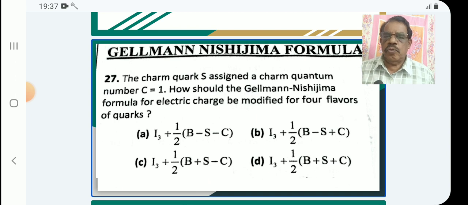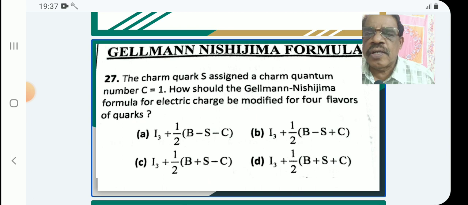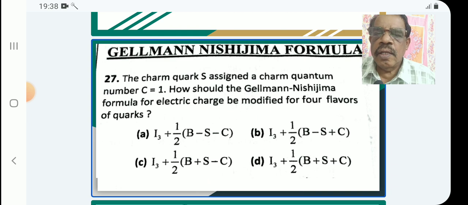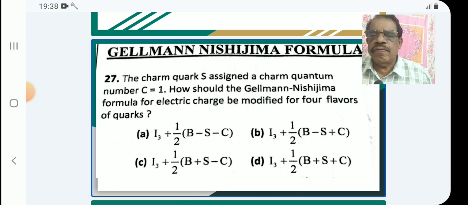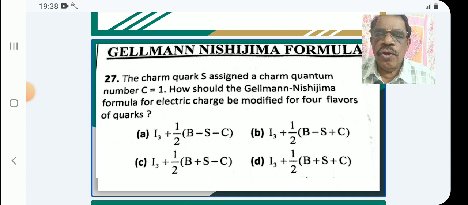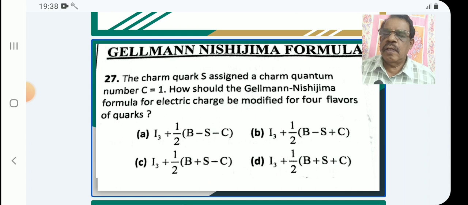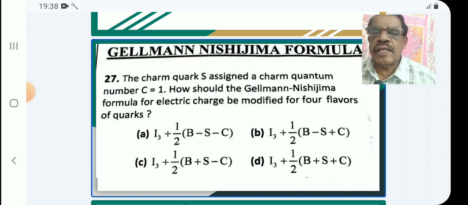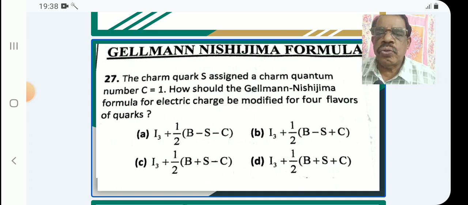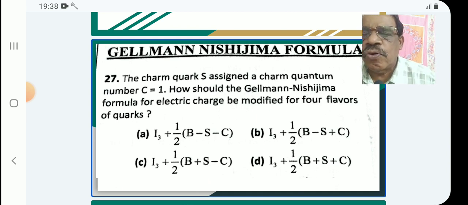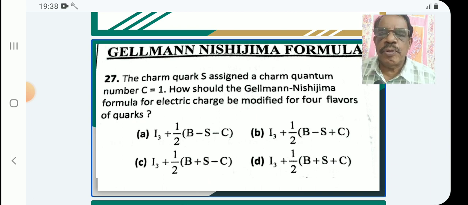So the first question is about the Gell-Mann-Nishijima formula. The charm quark is assigned a charm quantum number equal to 1. How should the Gell-Mann-Nishijima formula for electric charge be modified for 4 flavors of quarks?